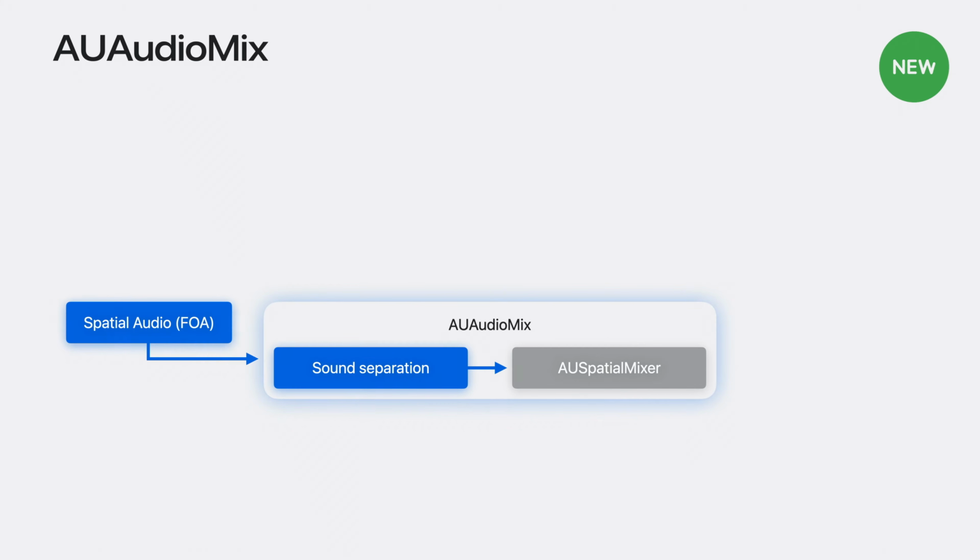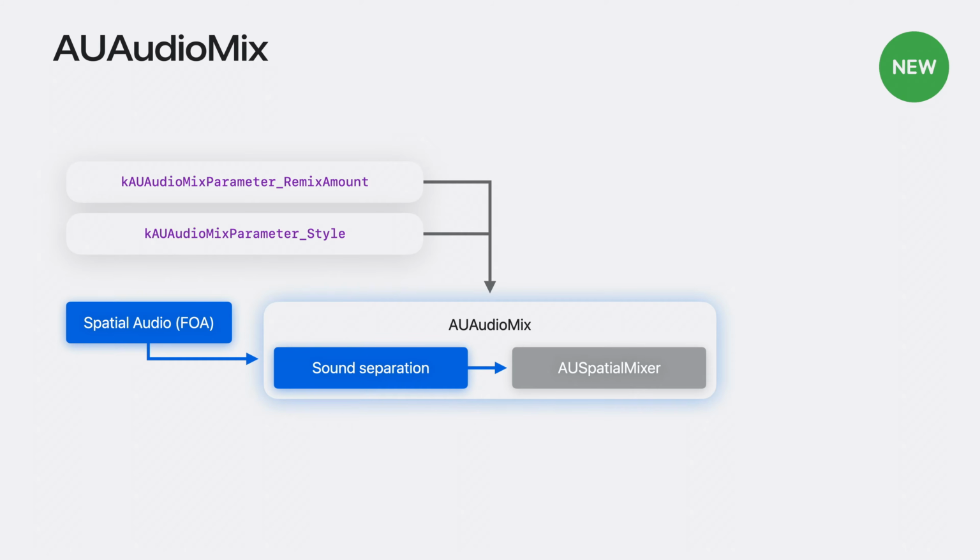Here are the different components inside the AU. The input is 4 channels of FOA spatial audio. It flows into the processing block that separates speech and ambience, and the output of that is sent into AU Spatial Mixer, which provides other playback options. The first two AU parameters are the remix amount and the style, the two fundamental elements of audio mix. There's also the AU audio mix property Enable Spatialization, which turns the spatial mixer on or off. This changes the output format of the entire AU, and I'll talk more about that shortly.